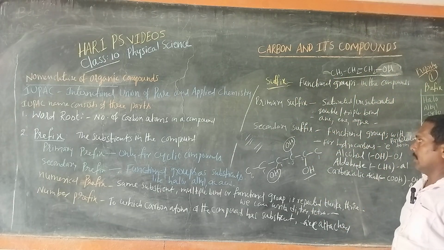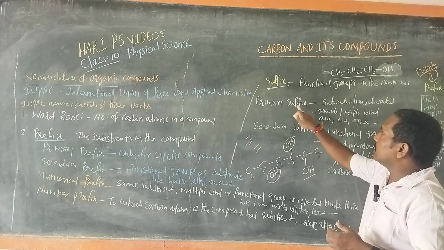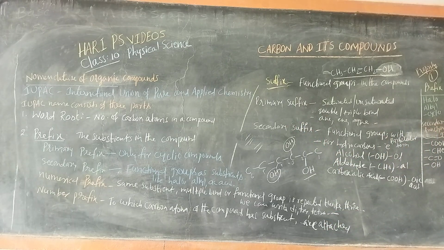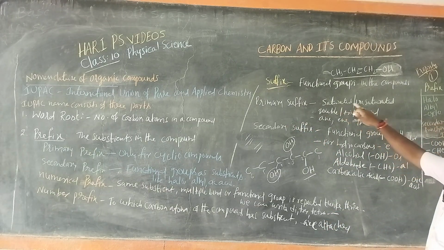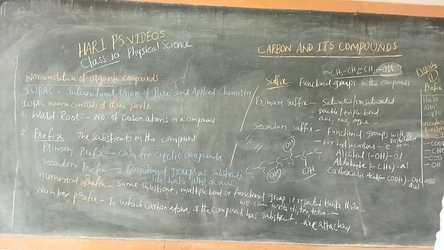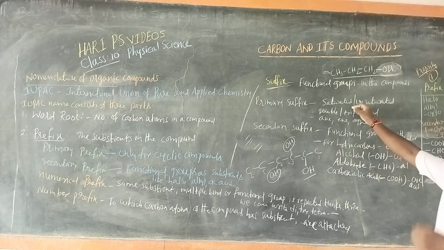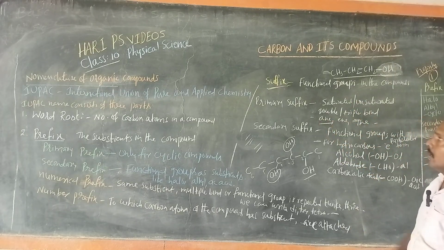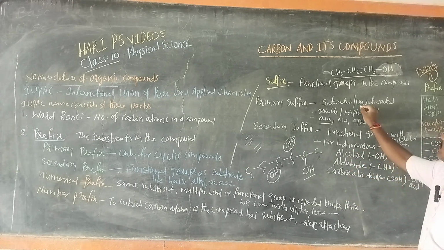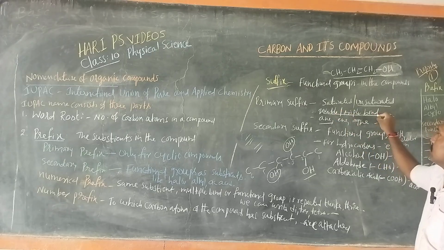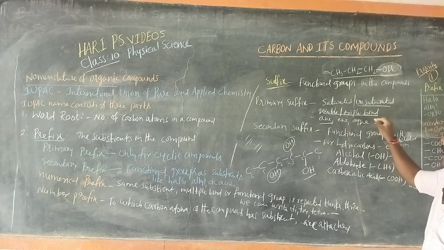Then there are 3 types. One is the primary suffix. Saturated or unsaturated: saturated compounds or unsaturated compounds, double bond or triple bond. If it is a single bond, saturated means you can write ane, alkane. Unsaturated means double bonds, triple bonds: ene, yne.